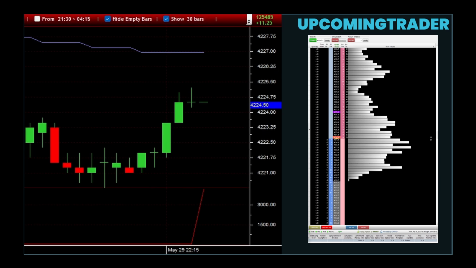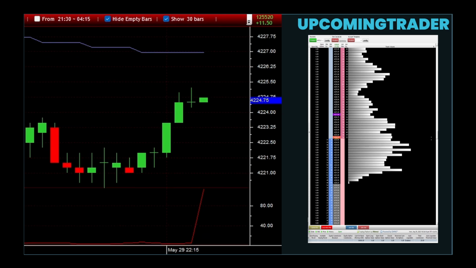Here are a few practical tips for using TPO charts. First, always focus on the value area. The value area high, low, and point of control are the most important levels.